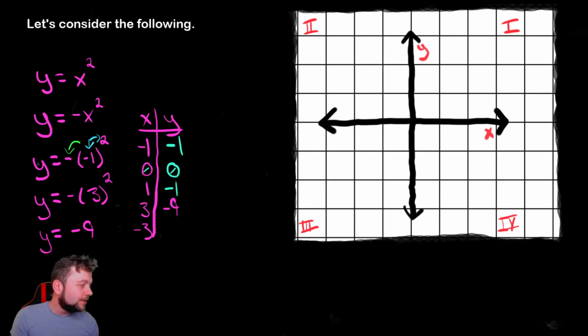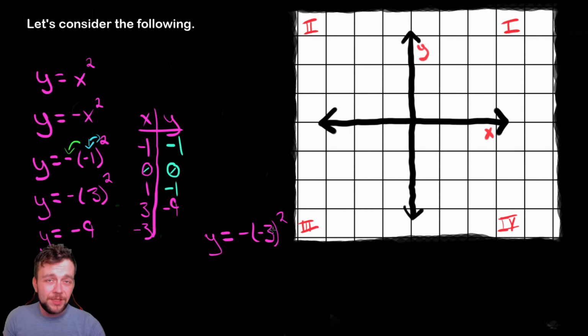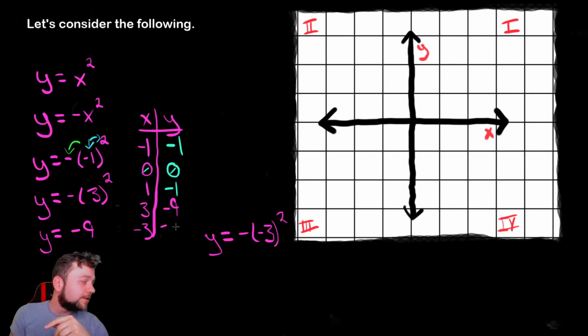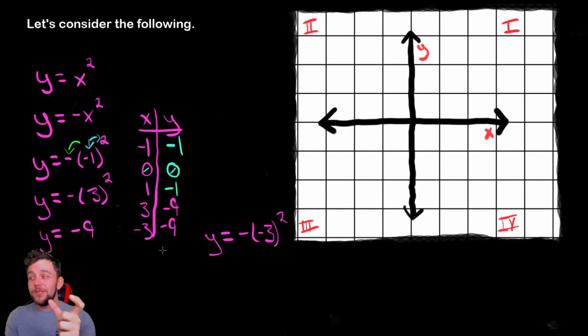So, let's do our -3 value. We'll do it over here to the right. So y equals negative, and then parentheses -3 squared. So -3 times -3 is +9, and then a -9 is your answer again. So what do you notice about this parabola? Well, it's still going to be graphed right there at 0, 0.